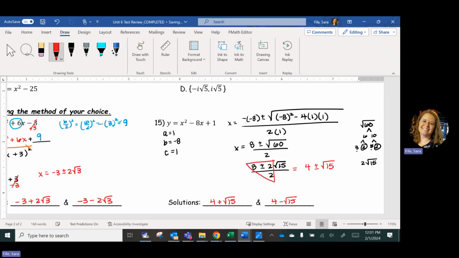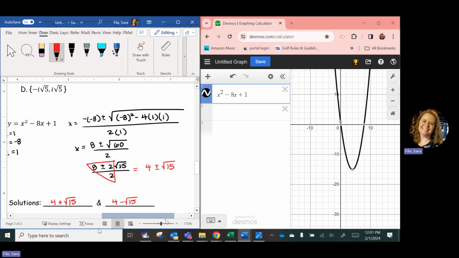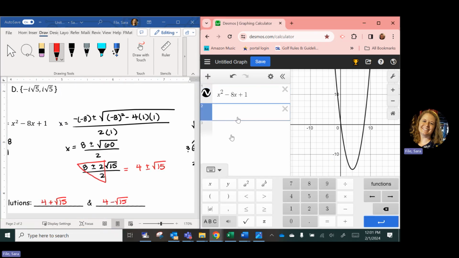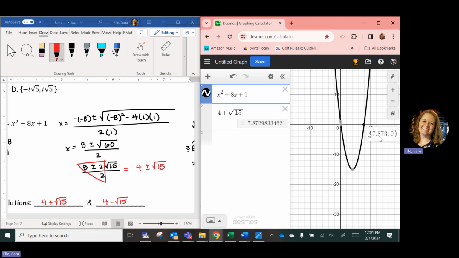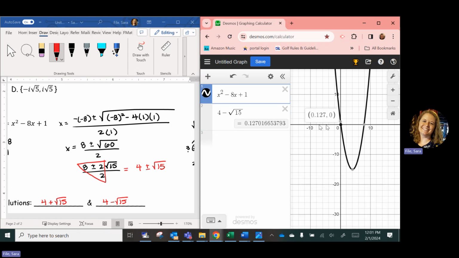And we could go back and check and make sure that that's correct in the calculator. So I got 4 plus the square root of 15. Yeah, that matches. I got 4 minus the square root of 15. Yep, that matches as well. So we did that correctly.